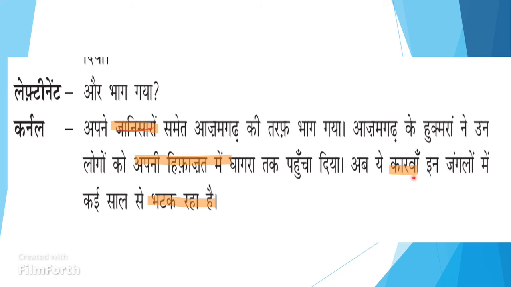अब ये कारवां इन जंगलों में कई साल से भटक रहा है. Now this caravan has been wandering around in these jungles for many years. Can you imagine, in their own country, people were not safe. They were wandering around in the jungle, whereas he was a king of a territory. Here karwa means caravan, bhatak raha hai means they were wandering around.